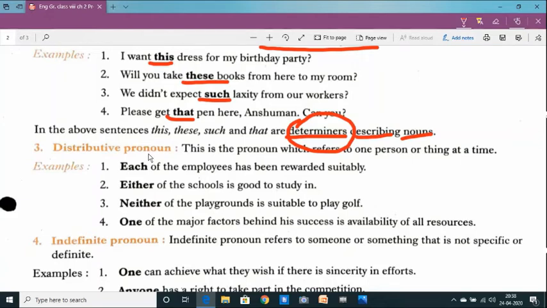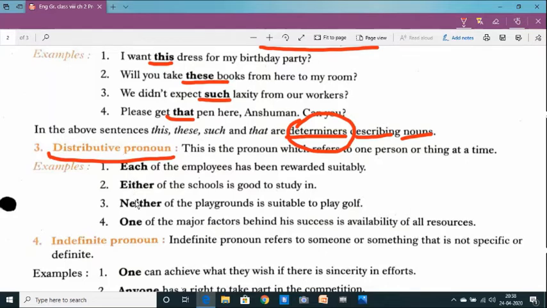Distributive pronoun. Distribute, as we know the meaning. This is the pronoun which refers to one person or thing at a time. Example 1. Each of the employees has been rewarded suitably. Either of the schools is good to study in. In the third sentence, neither of the playgrounds is suitable to play golf. And the fourth sentence, one of the major factors behind his success is availability of all resources.